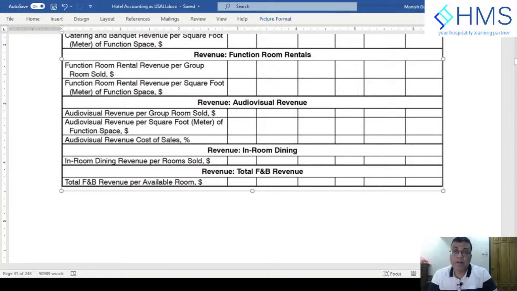This may not make much sense, because you may have a different market mix of banquet, you may have a different market mix of in-room dining, and also the audiovisual revenue, and also the number of venues in the hotel. So while you are comparing this total F&B revenue per available room with other hotels, you may have to consider how many venues they have and how many venues you have really.